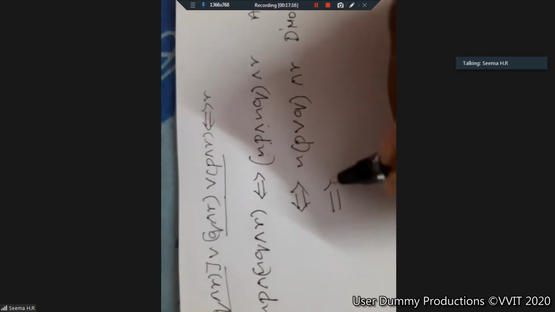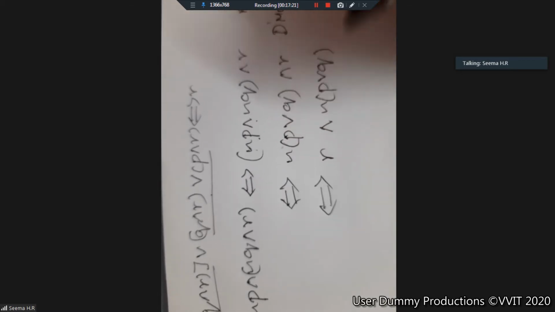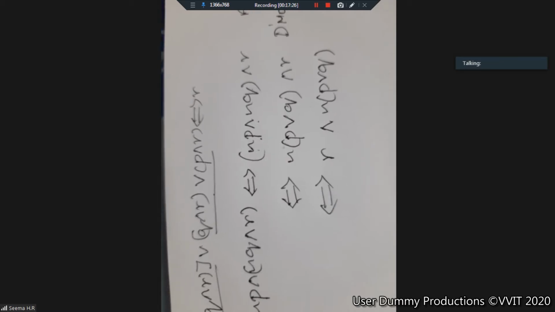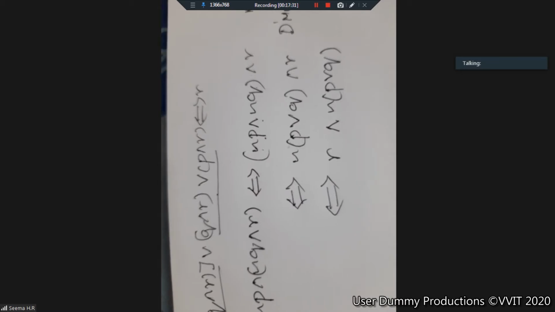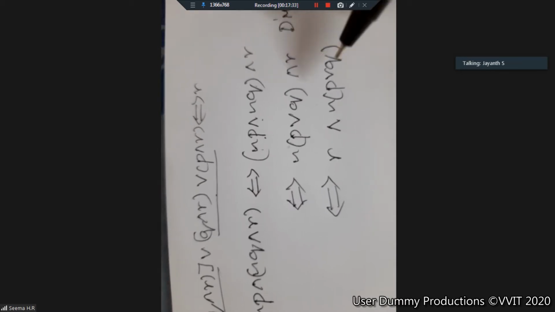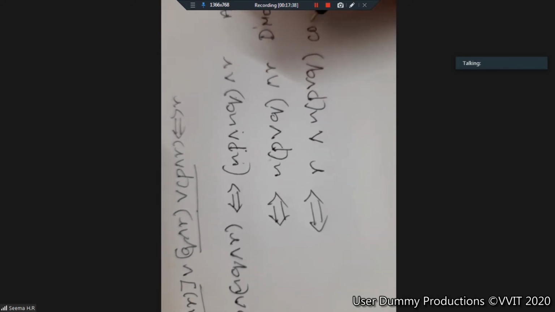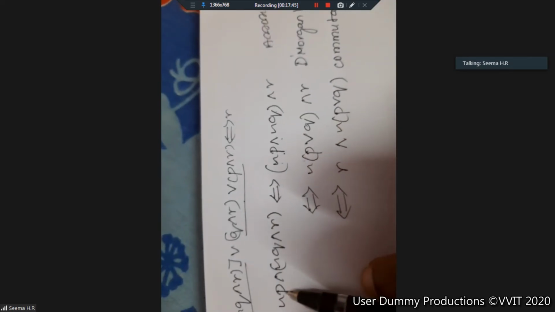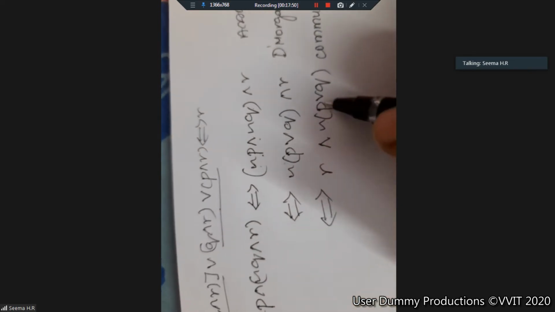Now, I will be writing this equivalently as R and negation of P or Q. Is it okay? Yes or no? Yes, ma'am. Instead of writing A and B, I have written B and A. So this is because of commutative law. So instead of negation of P and negation of Q and R, we got R and negation of P or Q.